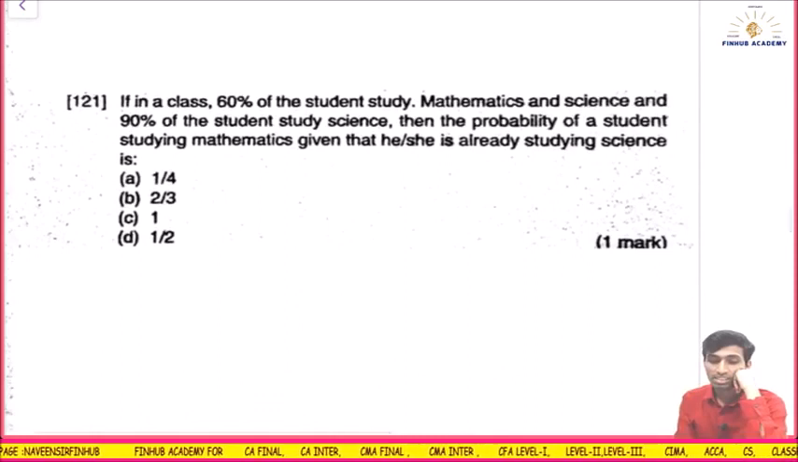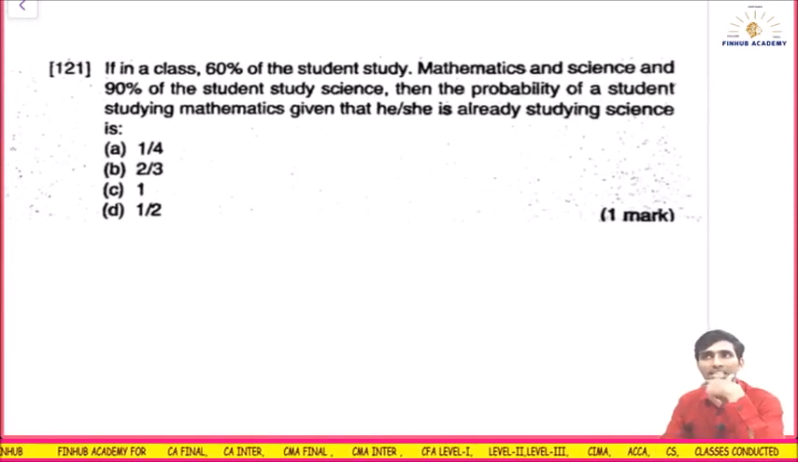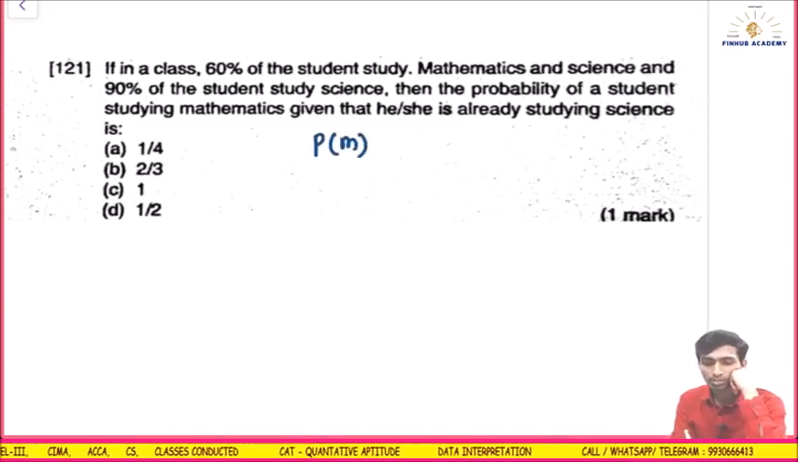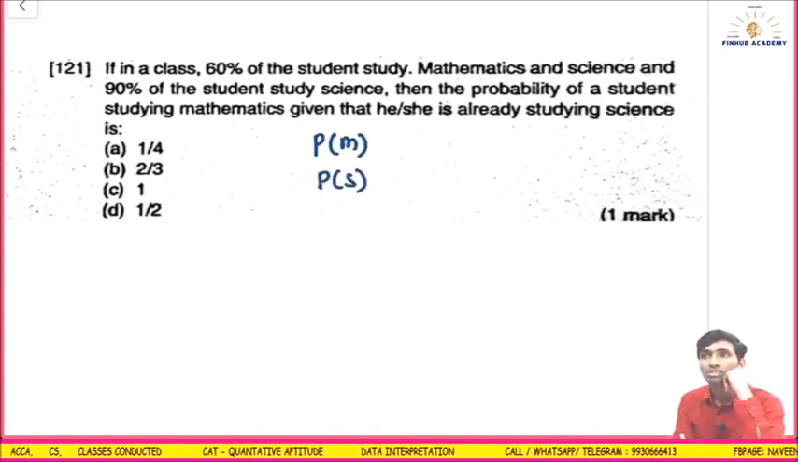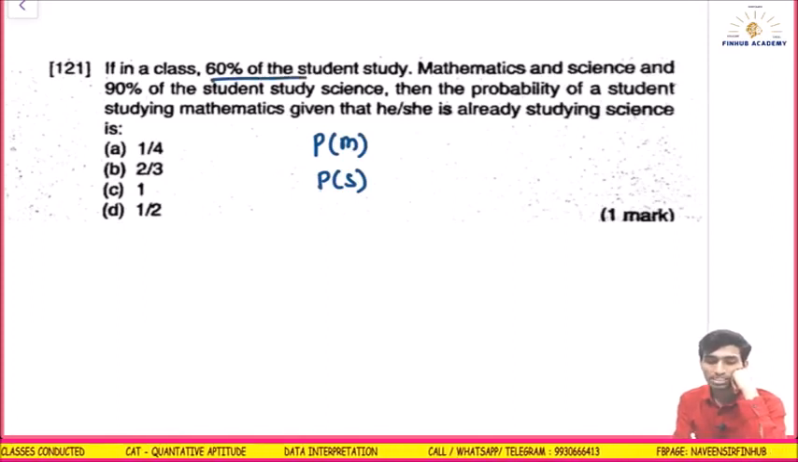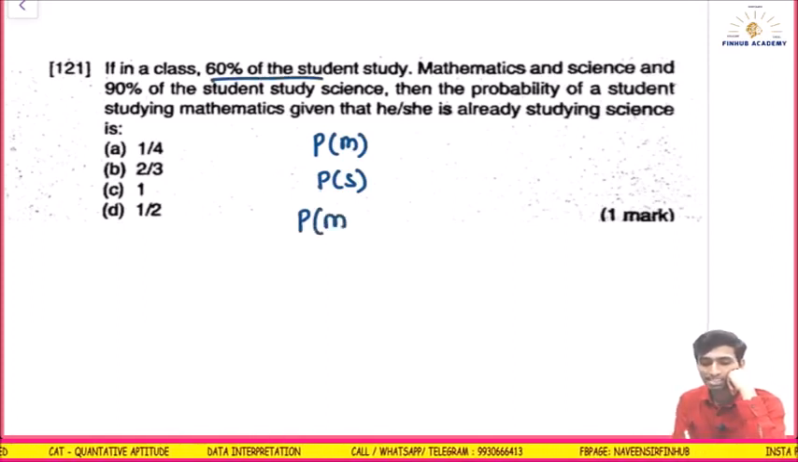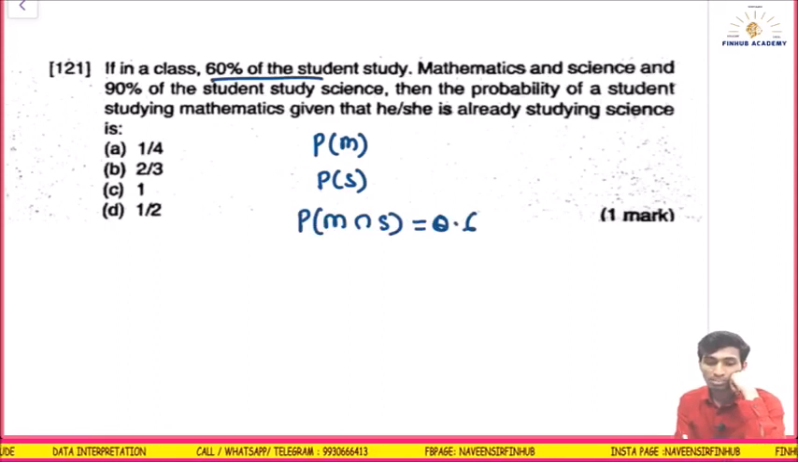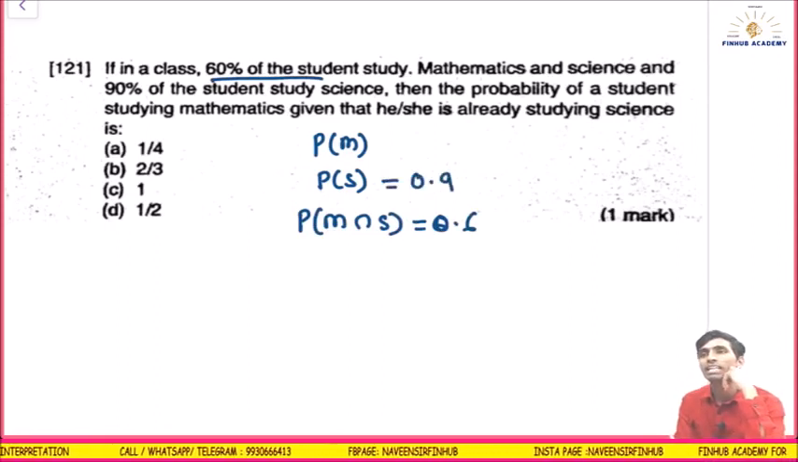If in a class 60% of the students study mathematics and science and 90% students study science. Okay, 60% of the students study mathematics and science, and 90% study science. Then the probability of a student studying maths, given that he or she is already studying science, is what they are asking. Let us say probability of maths, probability of science. So they are saying 60% is maths and science. So that means probability of maths and science is 60%, 0.6. And the probability of studying science is 90%, so science is 0.9. Correct.